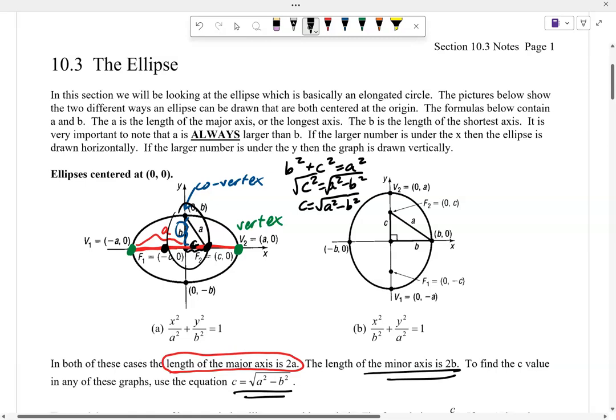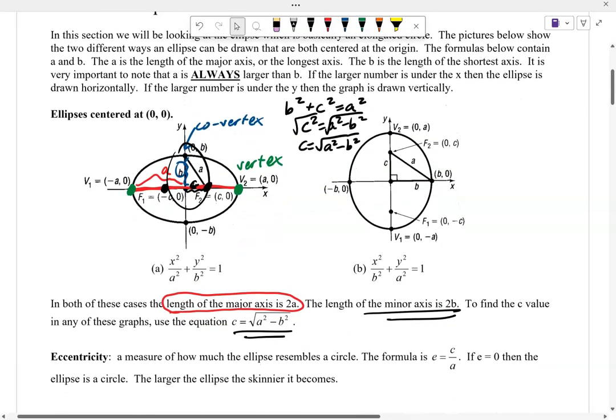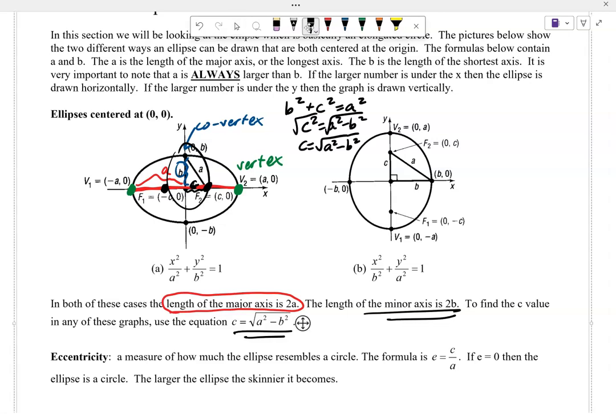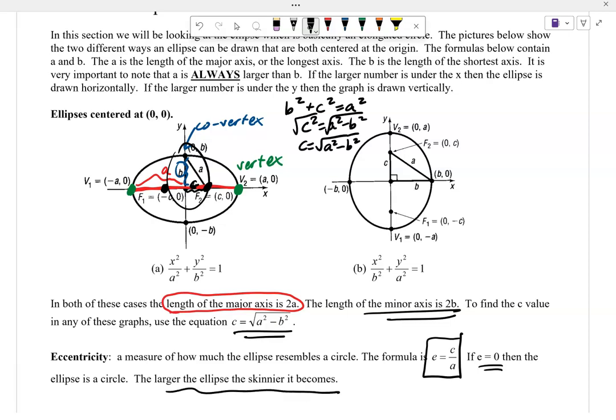And there's one other measurement that we'll find, and that's the eccentricity. It's how elongated it is. The formula for the eccentricity of an ellipse is the C value over the A value. If your C is actually 0, then it is a perfect circle, so the ellipse is a circle. But the larger the value of the eccentricity, the skinnier it becomes.